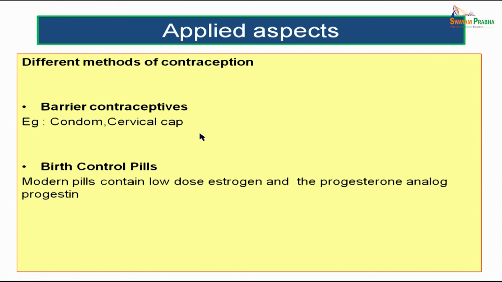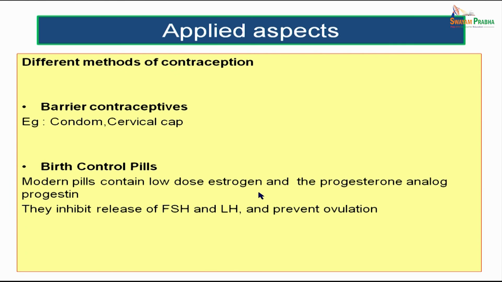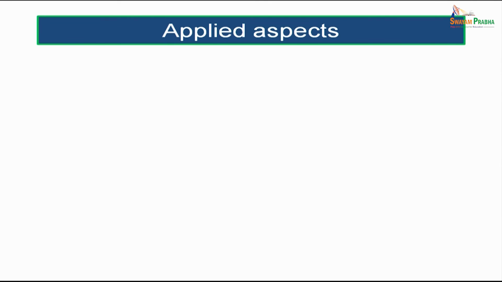We also have birth control pills, and the modern pills contain low dose estrogen and progesterone. What is the role of these hormones? They inhibit the release of FSH and LH and ultimately result in the prevention of ovulation.